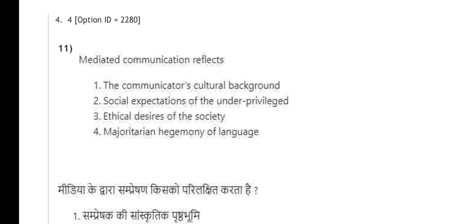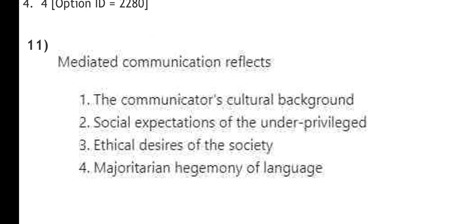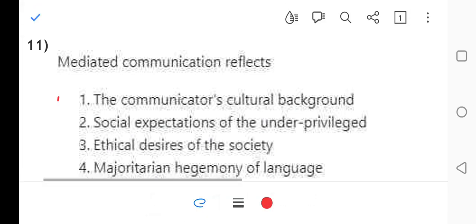Question 16 says, mediated communication reflects what? 1, 2, 3, 4: The communicator's cultural background, social expectations of the underprivileged, ethical desires of the society, majoritarian hegemony of language. It will be the communicator's cultural background.